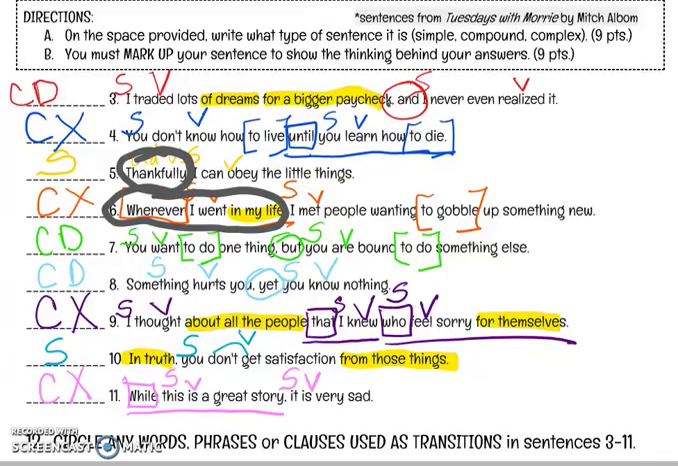Here I have, you want to do one thing, comma, but you are bound to do something else. This comma but and this comma yet, those are there because that's a compound sentence. I see in truth is a prepositional phrase that's at the beginning and another dependent clause. So those were your 4 sentences that had transitions.